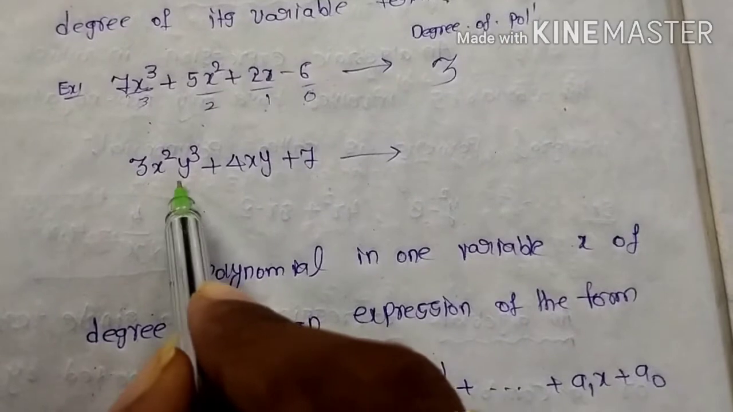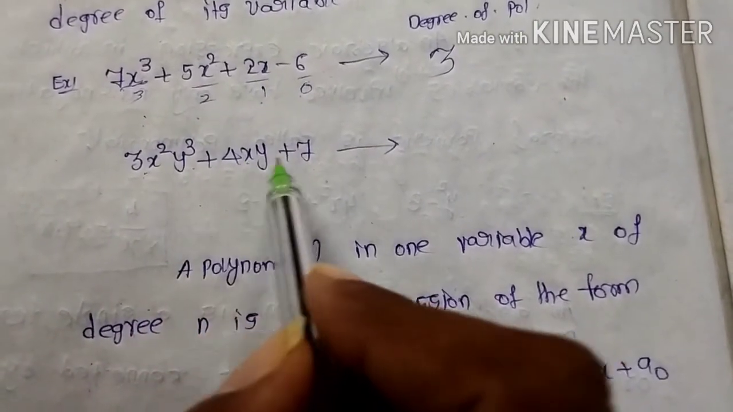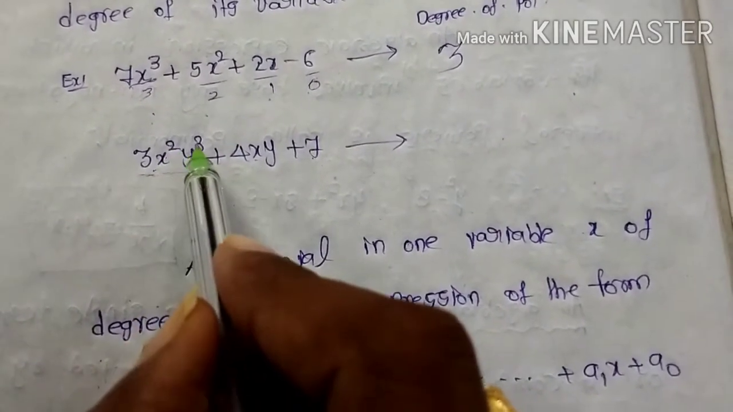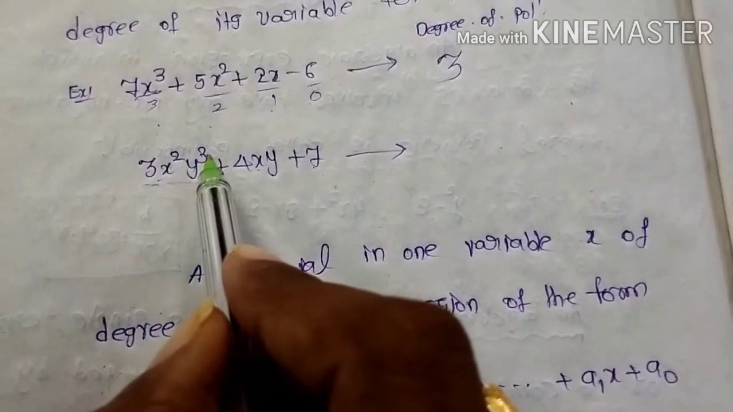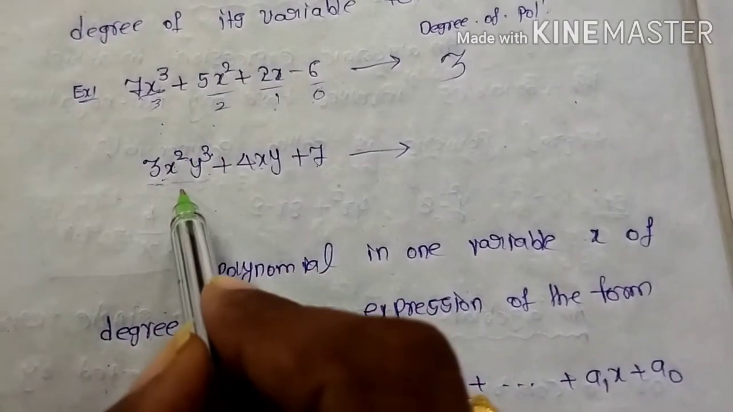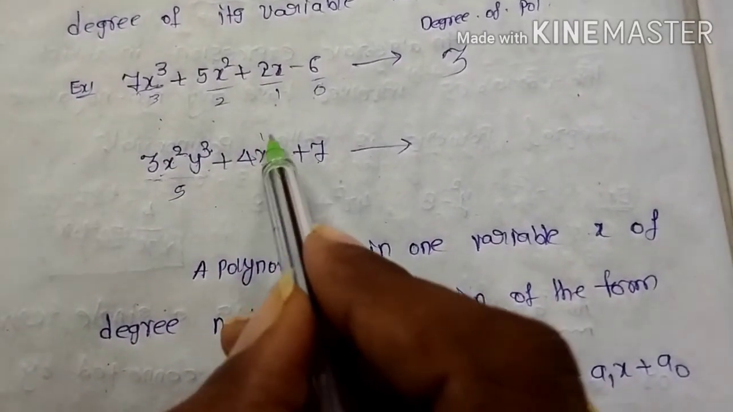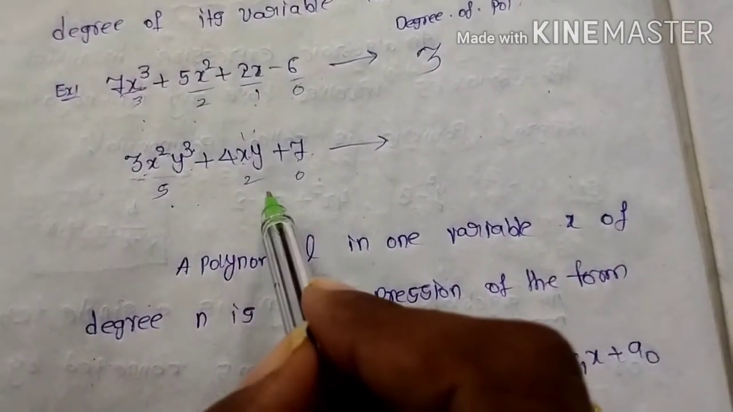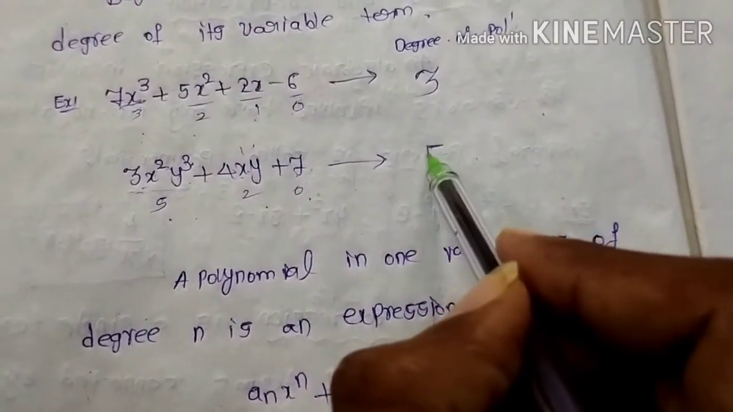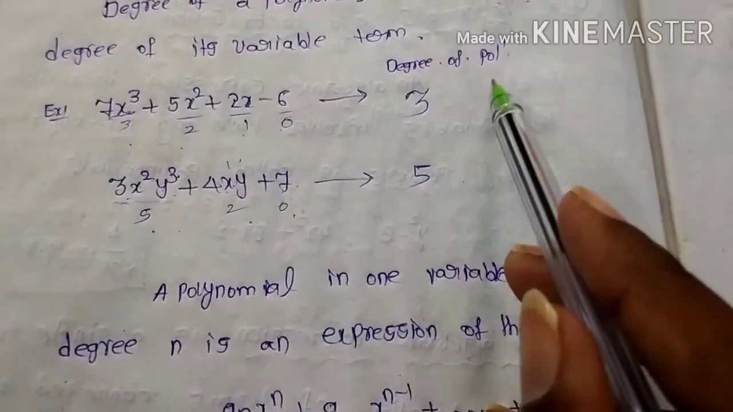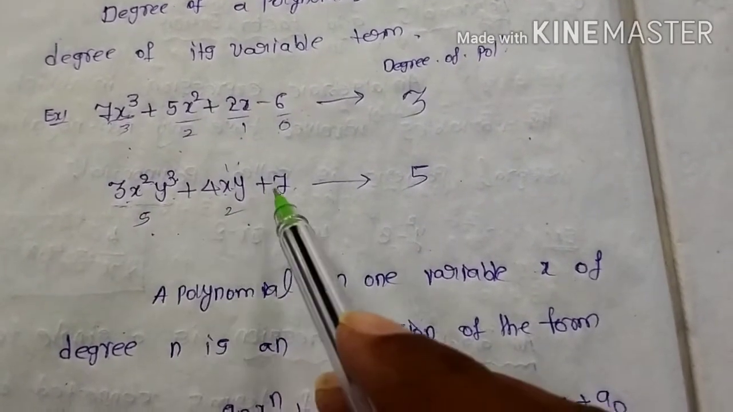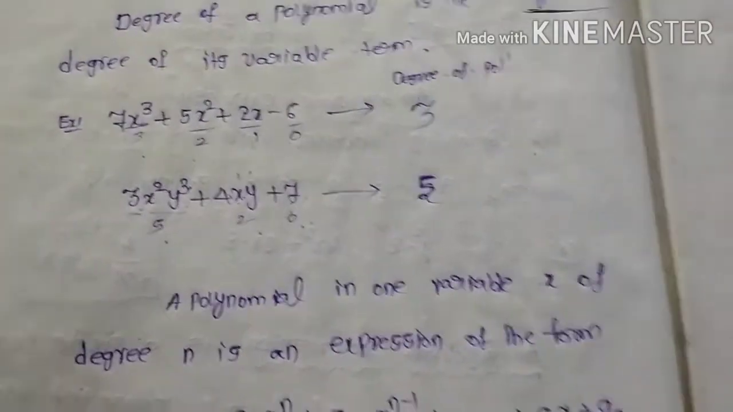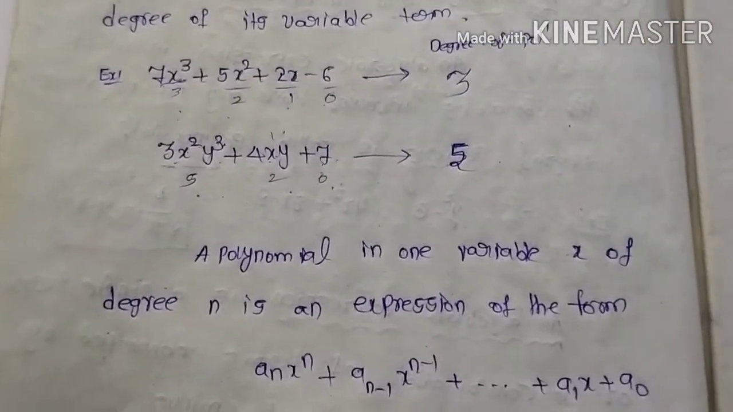In the similar way, you can see here 3x square y cube plus 4xy plus 7. Tell me, what is the degree of this term? Here x square, here y cube. That means 2 plus 3. Yes or no? Just now we discussed the sum of the exponents. 2 plus 3 is how much? 5. Here how much? X, y: 1, 1, 2. Here 0. Now tell me, 5 is the highest one, 2 is the highest one, 0 is the highest one? 5 only. Yes or no? So the degree of the polynomial 3x square y cube plus 4xy plus 7 is equal to 5. This kind of bits will come in your objective test.